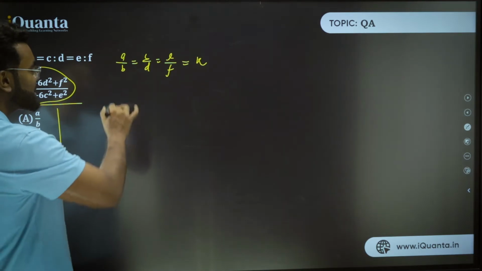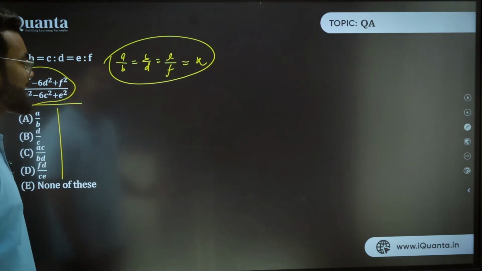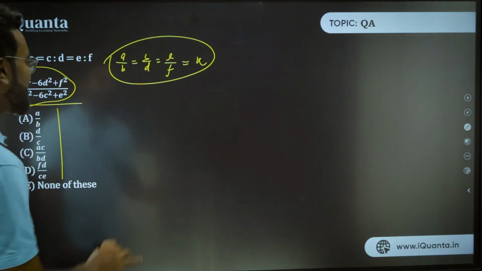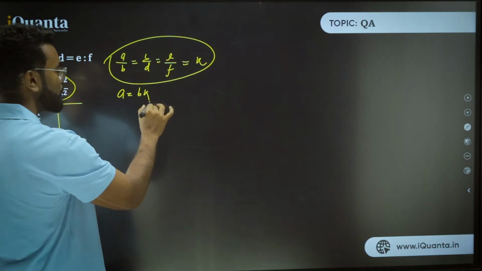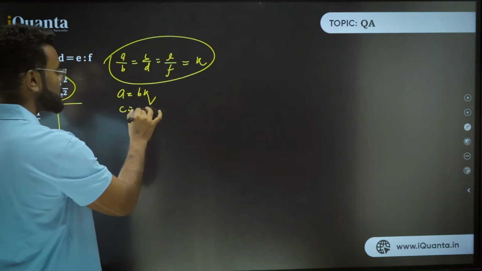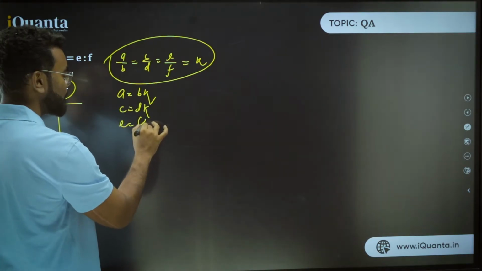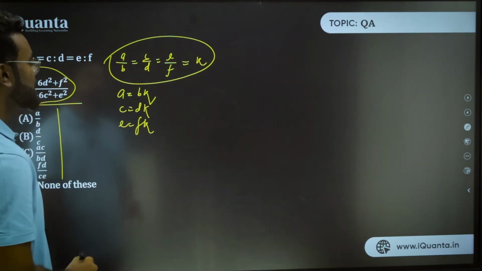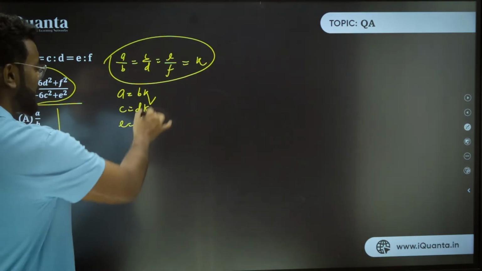So if I'm using this thing, a/b = c/d = e/f, the first thing you have to understand is that I can write a as bk, c as dk, and e as fk. So it is bk, dk and fk.